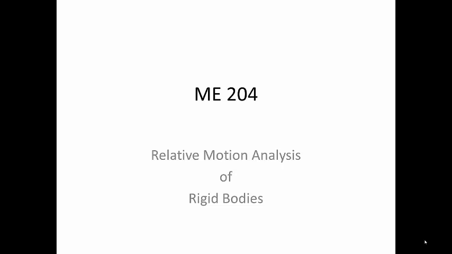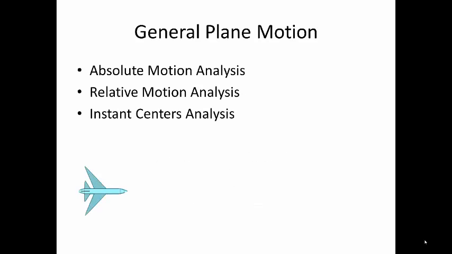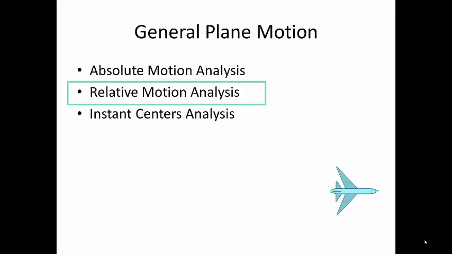ME204, Relative Motion Analysis of Rigid Bodies. We've already talked about the fact that general plane motion involves both translation and rotation, and we've talked about absolute motion analysis as a method to solve these types of problems. Today we want to talk about relative motion analysis as a method for solving general plane motion problems.